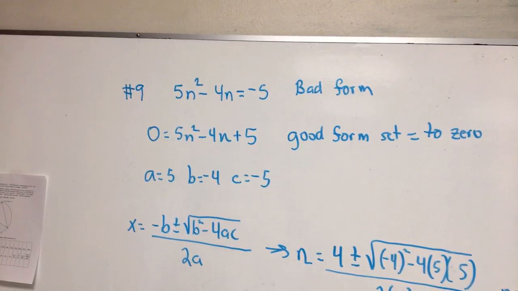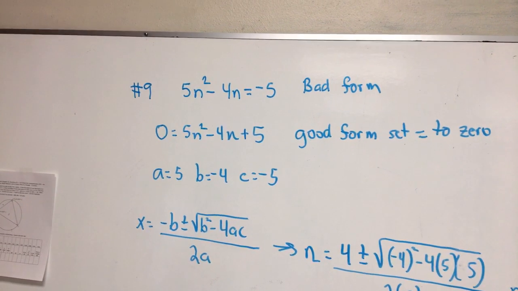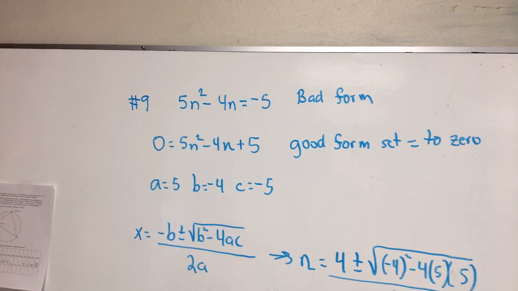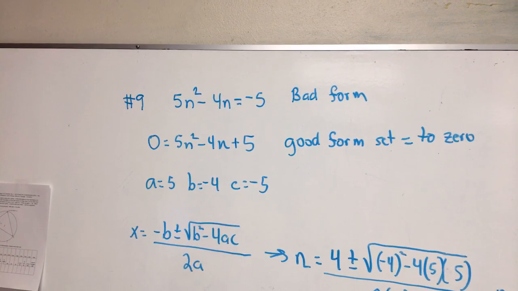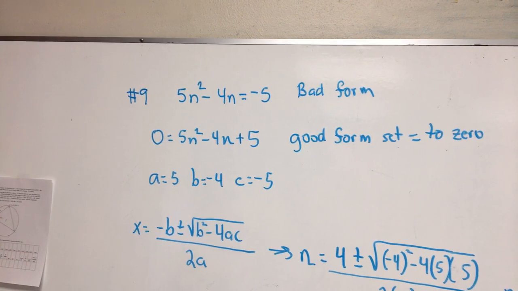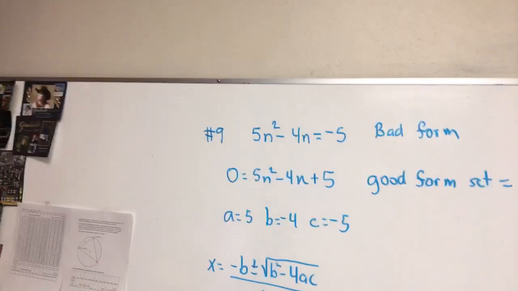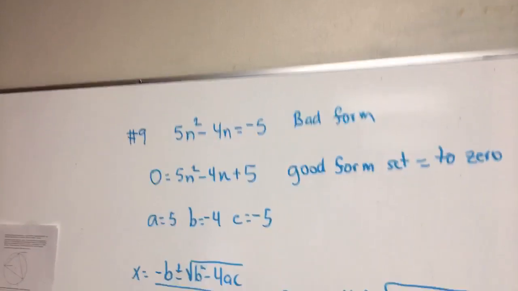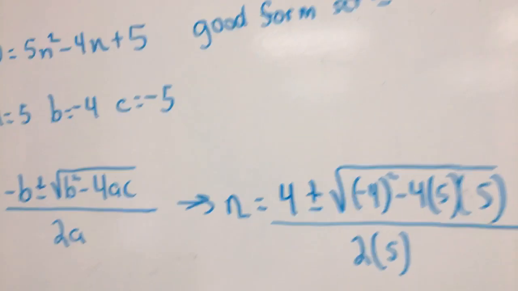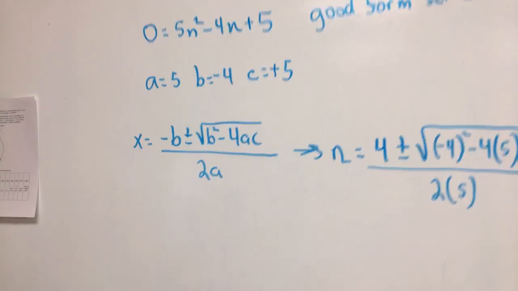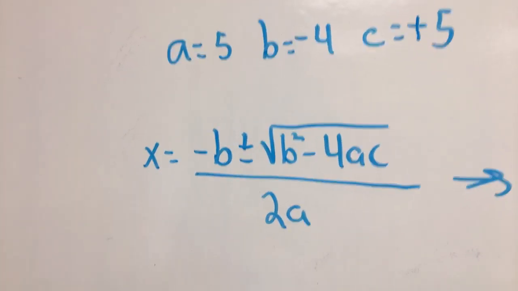Now, remember, quadratic formula, you have to identify your a, b, and c, a being the coefficient in front of the squared term, b being the coefficient in front of the single term, and c being the constant on the end. Okay? Why do I have a negative 5? That should be a positive 5. Okay? All right, well, anyway, that should be a positive 5. Let's fix that right now. There.